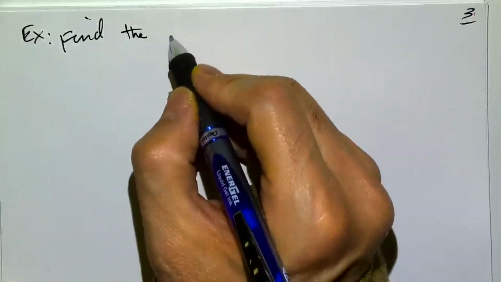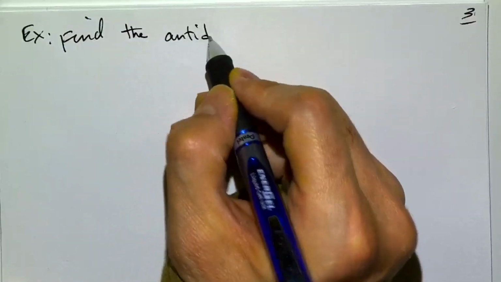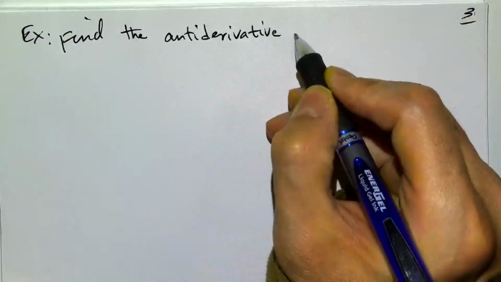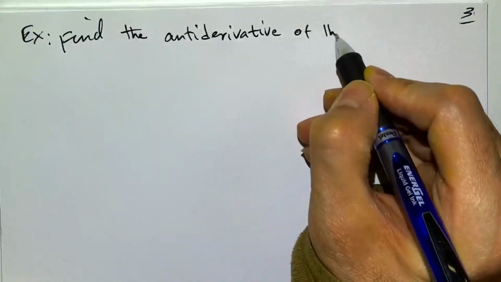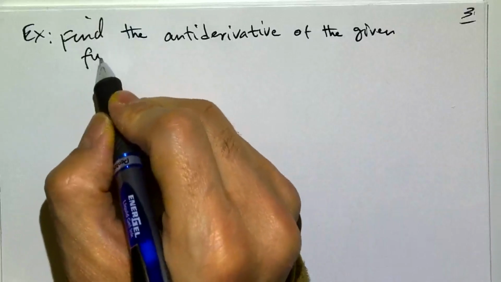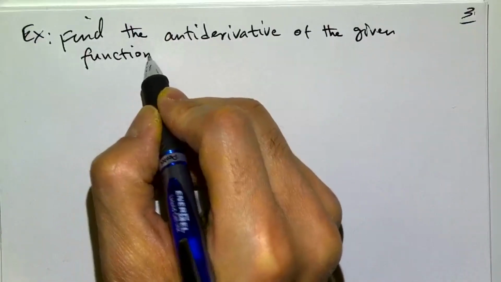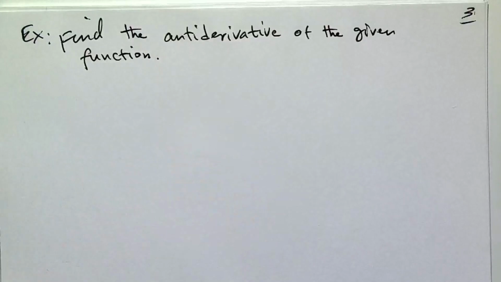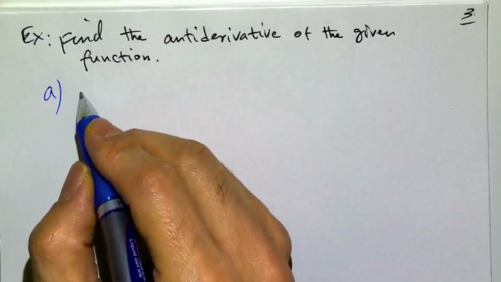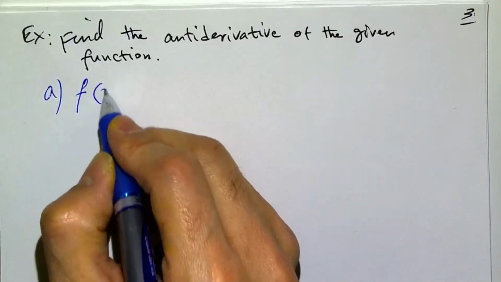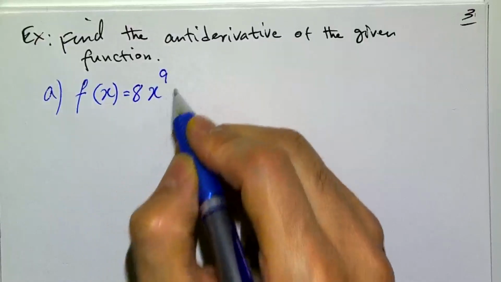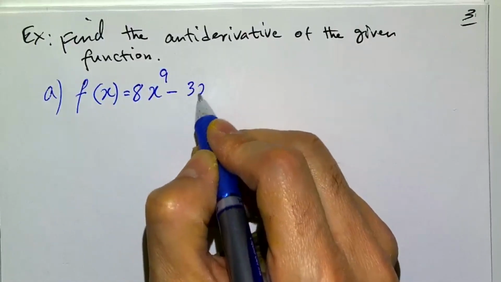Suppose we want to find the antiderivative of some given function. And we're going to do a bunch of these examples. Okay. And so here's one. Let's start easy, right? It's always a good idea, when we learn something, to start out easy. So here is one.